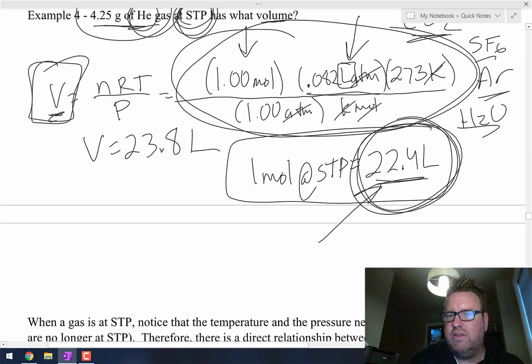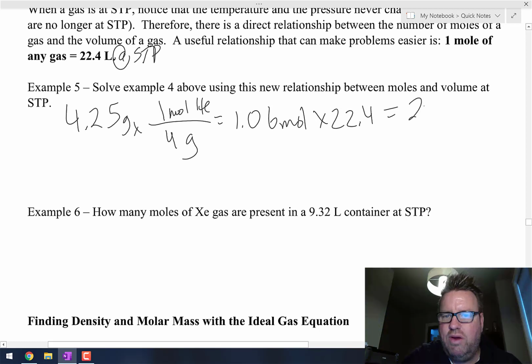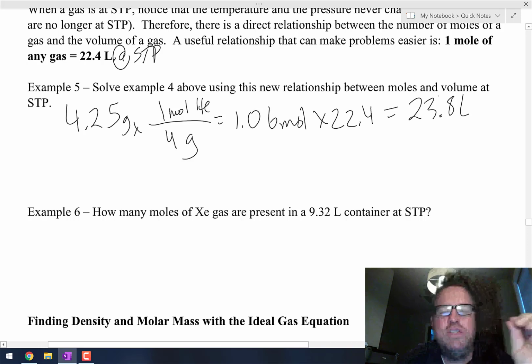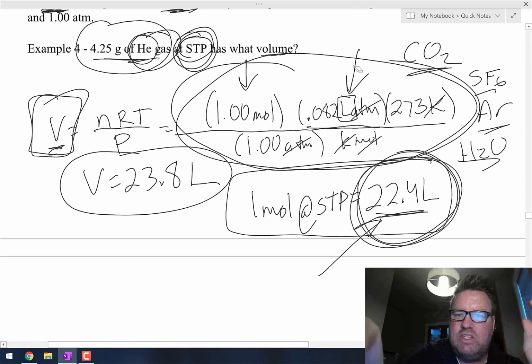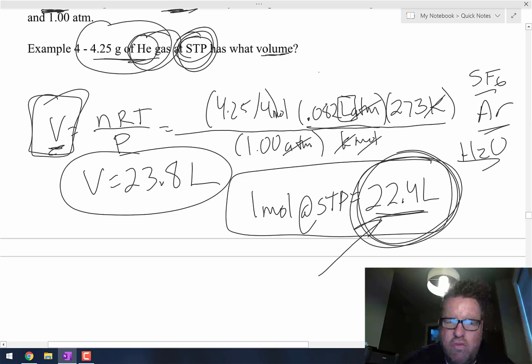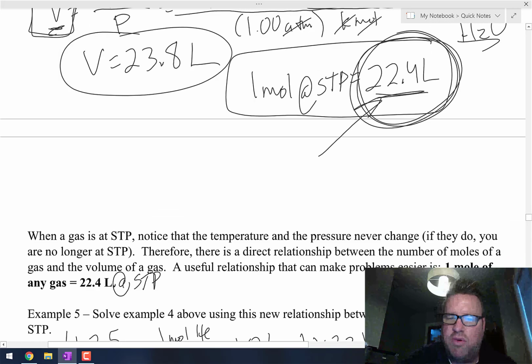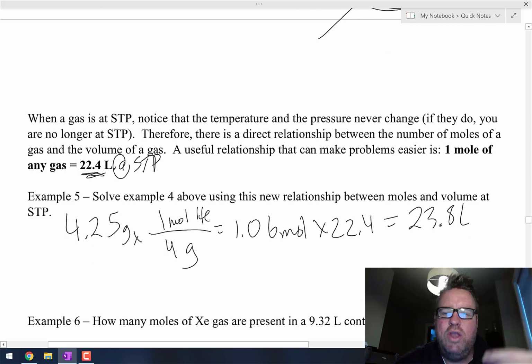Big surprise. What answer do we get? What answer did we get up here? 23.8. What answer do we get down here? 23.8 liters. So STP is just a way that you can do problems a little bit easier if you want to. But notice that I still did this whole problem correctly using the moles, the 4.25 divided by 4 moles times R times T over the pressure, and I still got 23.8.